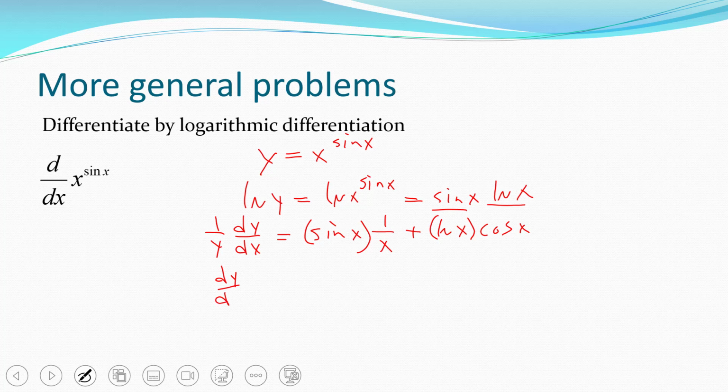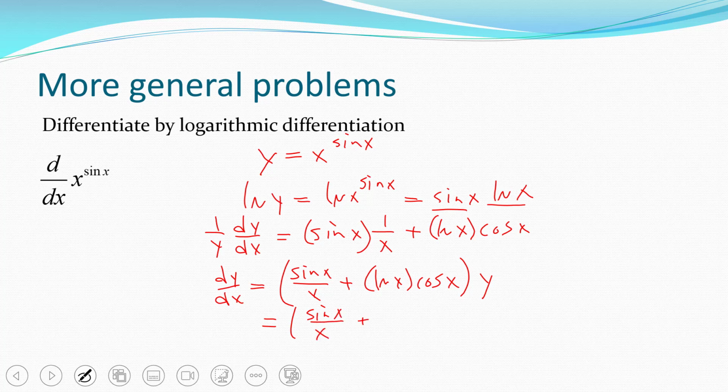So dy dx then equals the sine of x over x, and there's not really a good order for logarithms and trig functions, so I'll write this as the natural log of x times the cosine of x. I had to solve for the derivative, so I had to multiply both sides by y. That's the derivative. It just has a y in it, which we could easily fix by replacing the y with what it's equivalent to, which is x to the power of the sine of x.